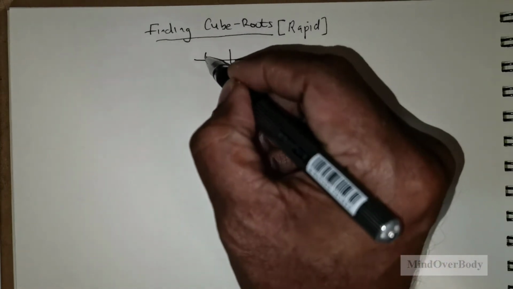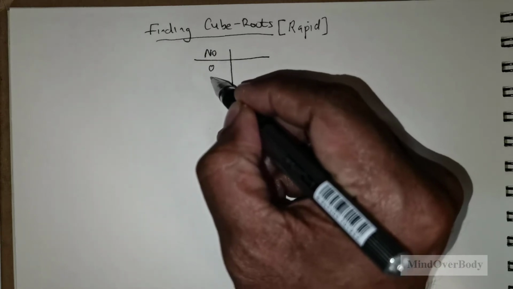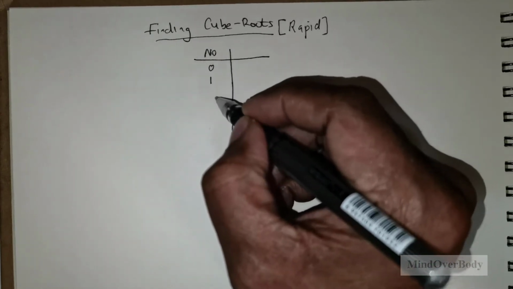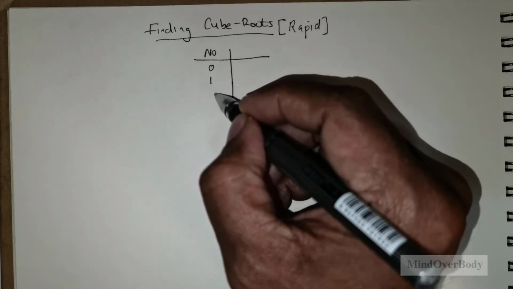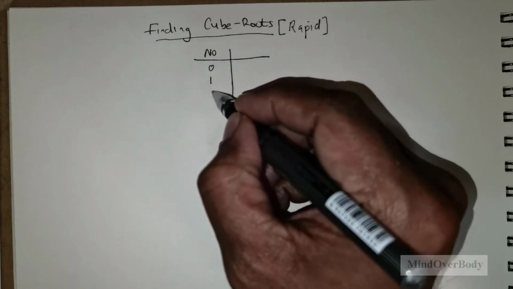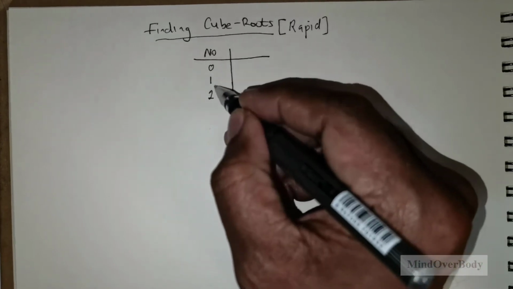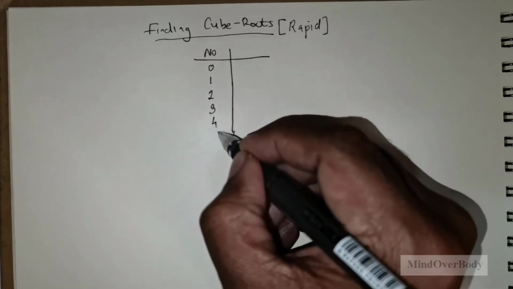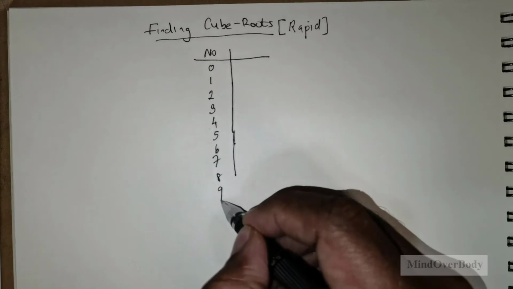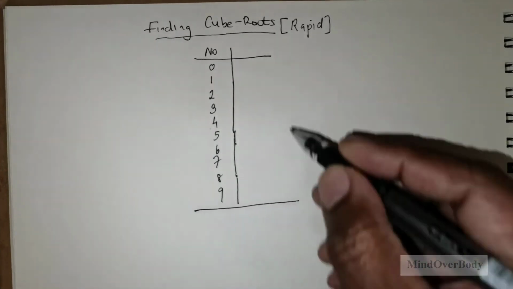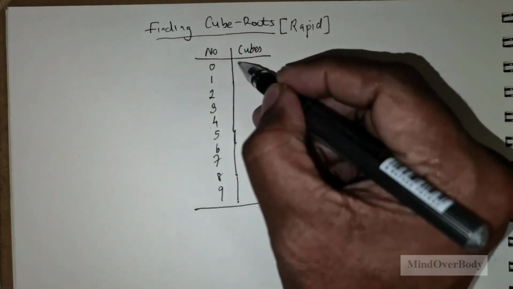So you should know the numbers. Just write down the numbers. We all know that there are 0 to 9 numbers which are very critical, and these are the numbers that are always repeating time and again. So it is enough if you write down these numbers: 0, 1, 2, 3, 4, 5, 6, 7, 8, 9. That's enough. Now find their cubes.